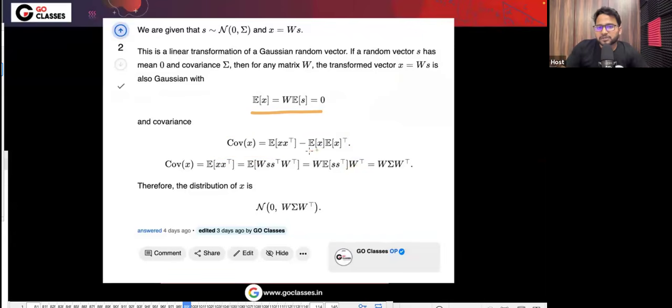Okay. Now this term is 0. And then the covariance will be just like this. If you put the value of x, which is WS, then you will be getting sigma here, the earlier covariance matrix. This will be W sigma W transpose. It is a very well known fact that if you want to find the covariance matrix for the projected data, then it will be W sigma W transpose, where this sigma was the covariance of the earlier data, right? We have done this multiple times in the class also. So finally, you can say that the projected data will be following this distribution.